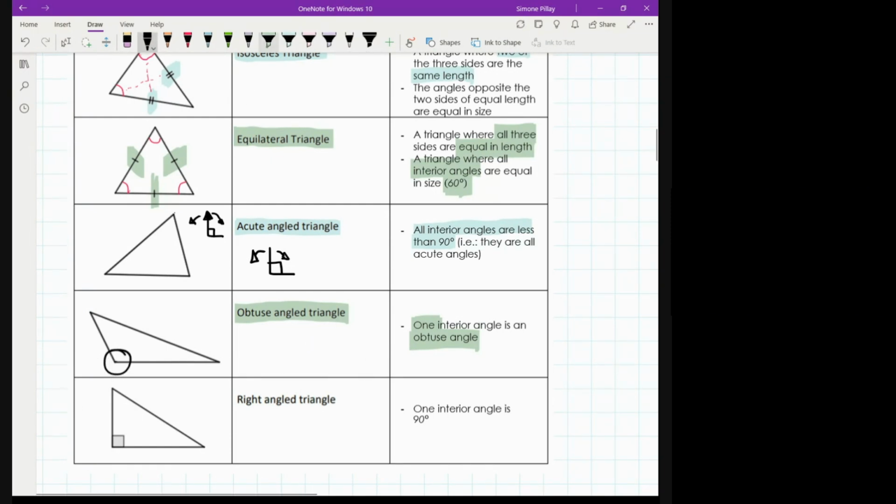And then lastly, we have our right angled triangle. Okay, so this is where we have one interior angle which is exactly 90 degrees. So if you go and draw your 90-degree corner, you'll see your arm is exactly on it. It hasn't opened and it hasn't closed. It's exactly 90 degrees. And this is how we can classify triangles based on their angles. Any questions on these last three?